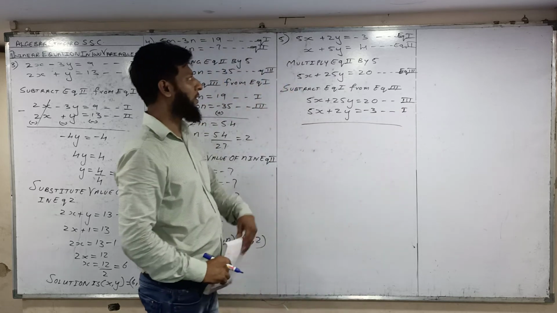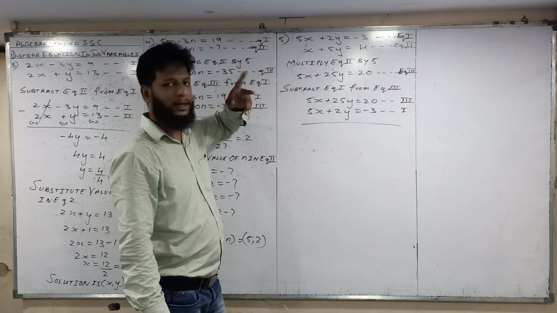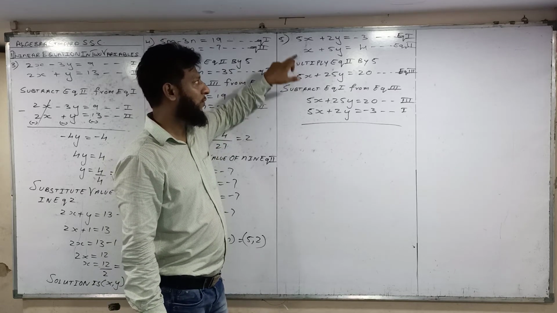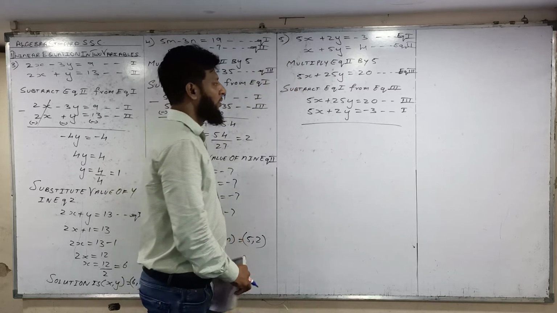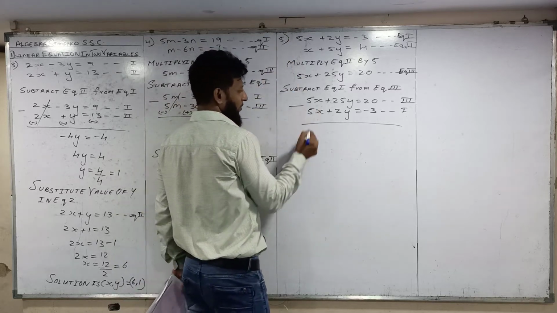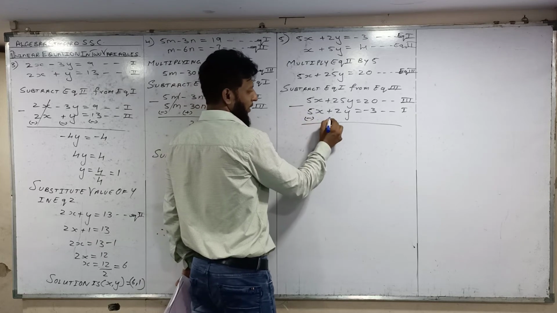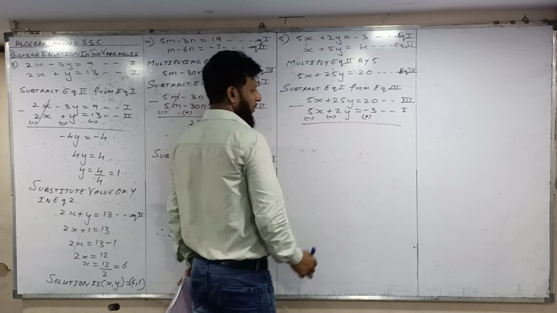Whenever you make equation 3 from equation 2, then you take 2 and 3. Now you have to take 1 and 3. So I am subtracting this. Put the minus sign, and here plus 5 will become minus 5, plus 2 will become minus 2, and minus 3 will become plus 3.